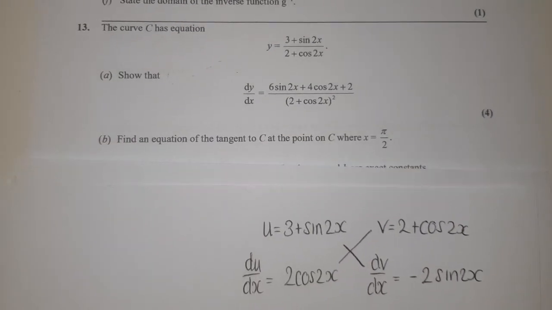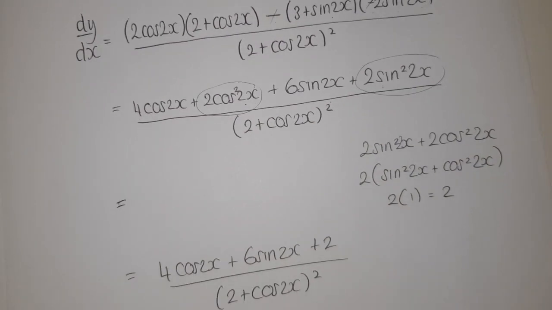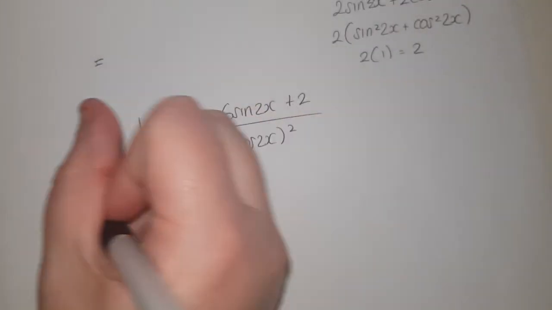Next part is we want to find the equation of the tangent at the point where x equals pi by 2. So a few different things we need to work out.